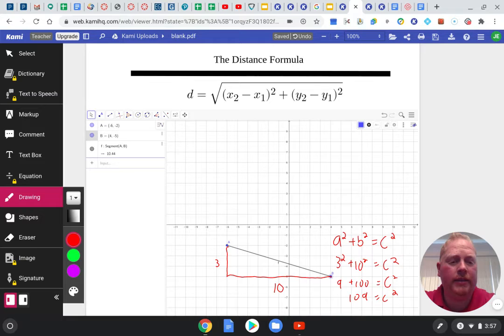And then to get c all by itself, I just take the square root of both sides, and I get about 10.4. Although on the homework, if you left it as the square root of 109, I'd be perfectly fine with that. So if you don't like the distance formula and you'd rather use the Pythagorean theorem, you're certainly welcome to do so. Not a problem in doing that. So now, just to emphasize that the distance formula works, let's go ahead and use the distance formula.